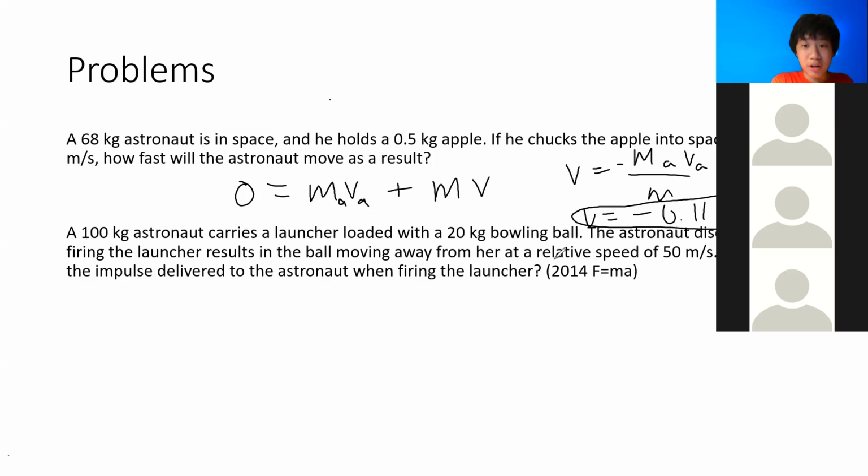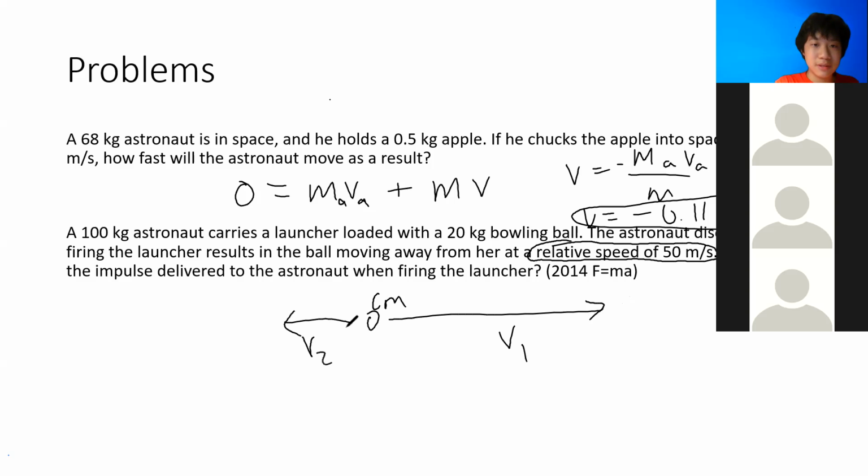It says that the ball moves away from her at a relative speed of 50 meters a second. So relative to the bowling ball, the astronaut's moving at 50 meters a second. So what this means is that the bowling ball itself is not moving at 50 meters a second. The combination of the velocities of the astronaut and the bowling ball equals 50 meters a second. So let's just say this is the center of mass. And the bowling ball is going to move this way at some kind of v1. The astronaut moves this way at some kind of v2. And the combination of these velocities, the absolute value of v1 plus the absolute value of v2, equals 50 meters a second. All right, so that's basically the trick in this problem.